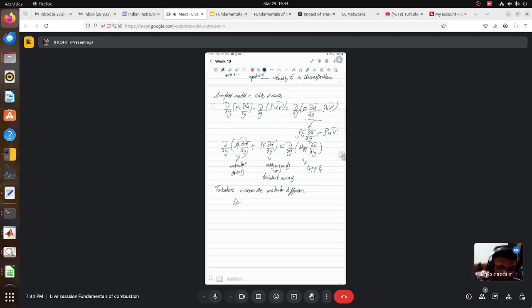And if you see LES, like large eddy simulations, it resolves the large eddies and models the smaller ones. So that was part of your modeling, how people have tried it.